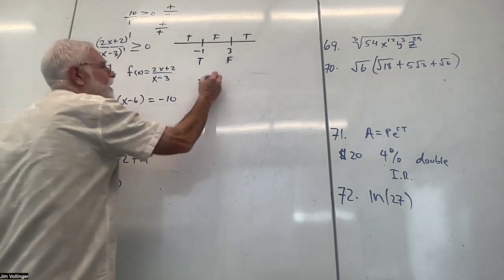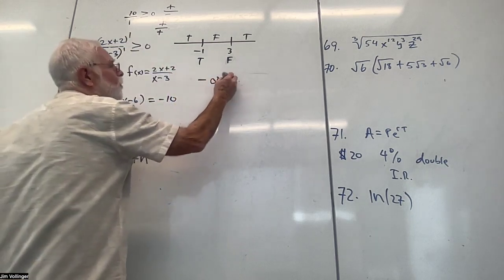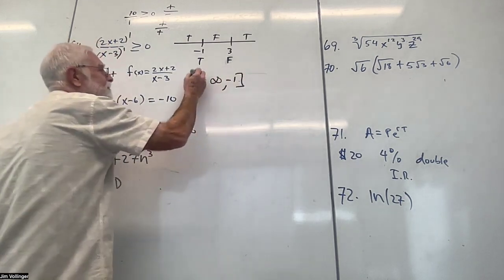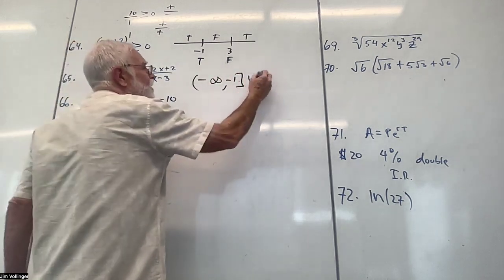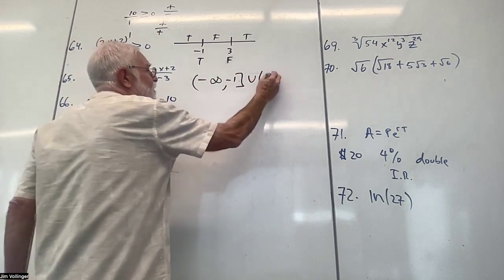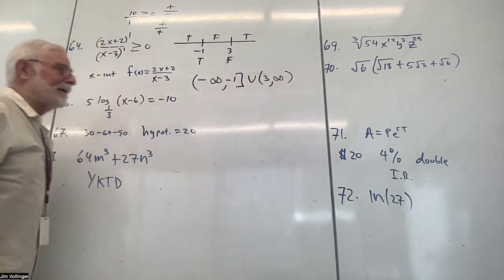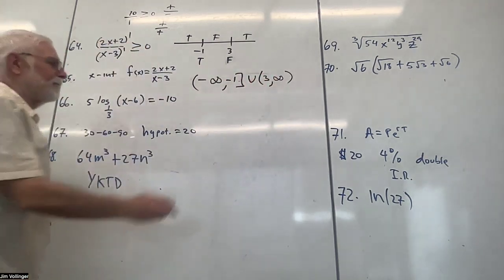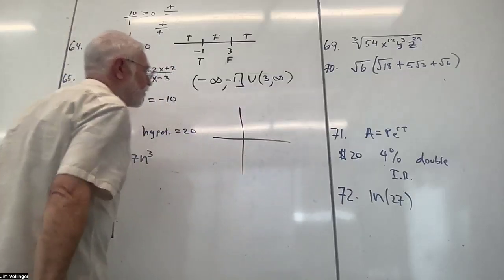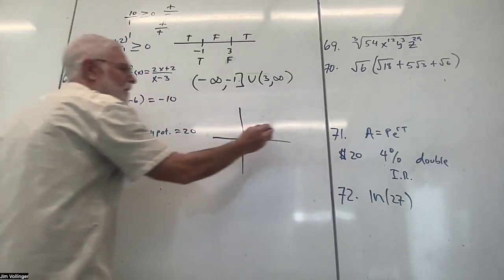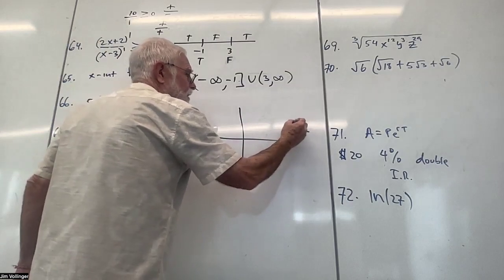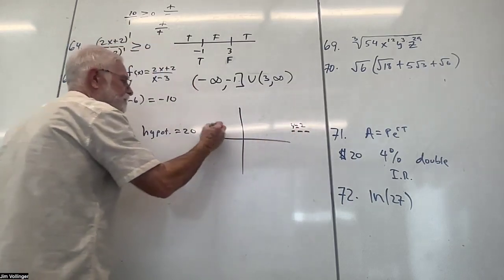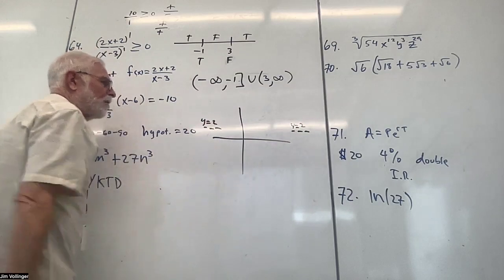So this answer is negative infinity to -1, and -1 works. Union 3 does not work, but everything after it does. Now, I also could have graphed this. As we're learning rational functions, how to graph them. I know that this end behavior goes to 2. Y equals 2 on both sides. We'll talk about that more as we go along.